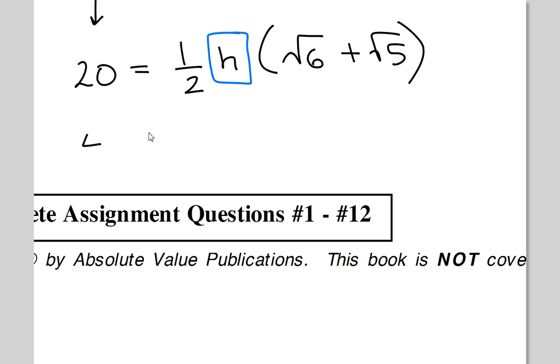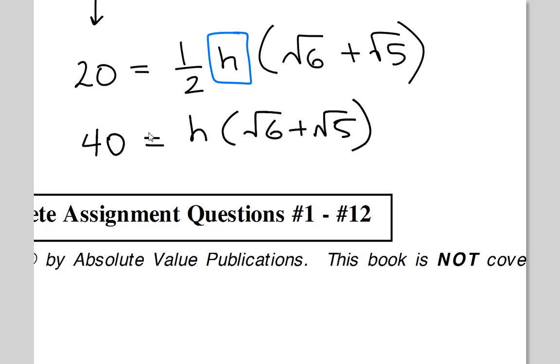Okay, so you got 40 equals h times (root 6 plus root 5). Any questions on that? Could you have divided by a half on both sides? And dividing by a half is the same as multiplying by 2. Okay, now how do I isolate for h?